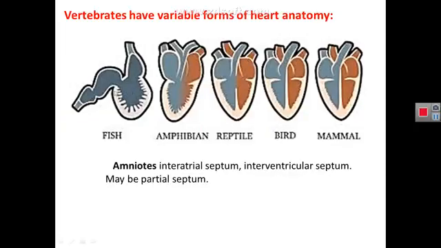So the heart of fish, as we have just shown, is formed of a single circuit or tube-like heart with four dilatations or chambers. In amphibia, it shows two atria separated by a septum and having one ventricle.